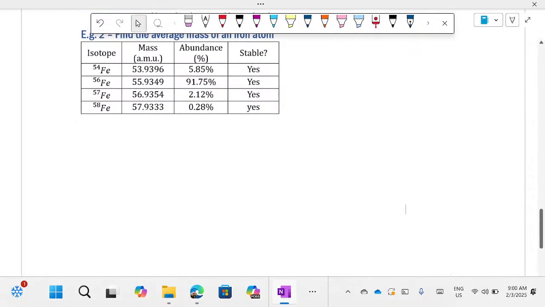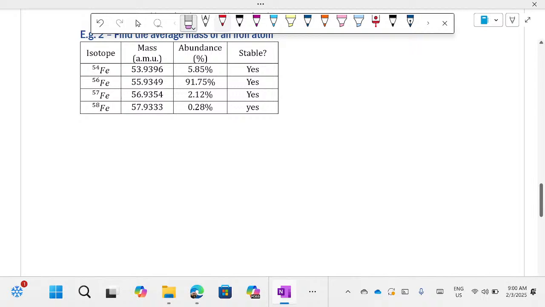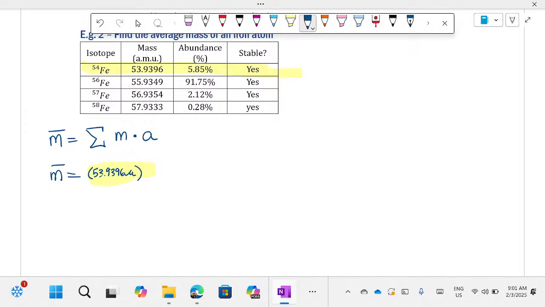All right, so if we want to find the average mass, I do not want to do this in red. If we want to find the average mass, what do I do? I take the sum of the mass multiplied by the abundance. All right, so the average mass then is going to be, and I've just got to go isotope by isotope. First isotope, iron 54. So with that, I can say the mass is 53.9396. And I'm going to use this mu for atomic mass units because you will see both. So I want to get you used to both. And what's the percentage on that?